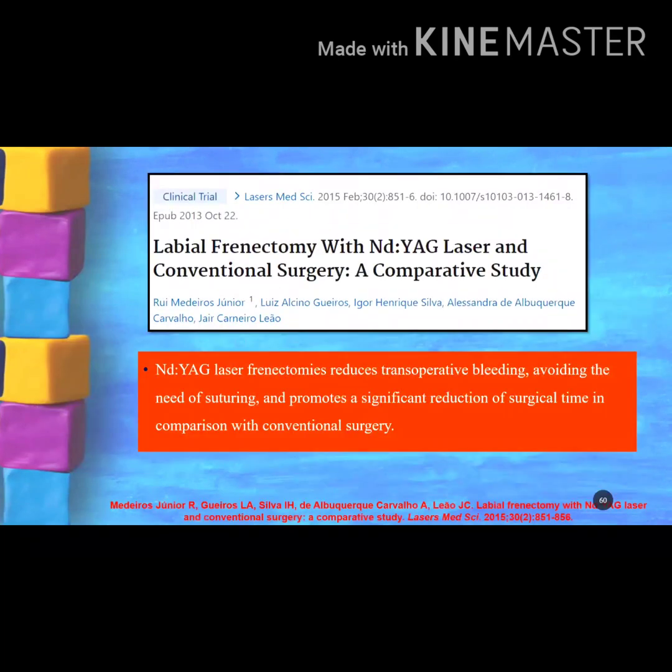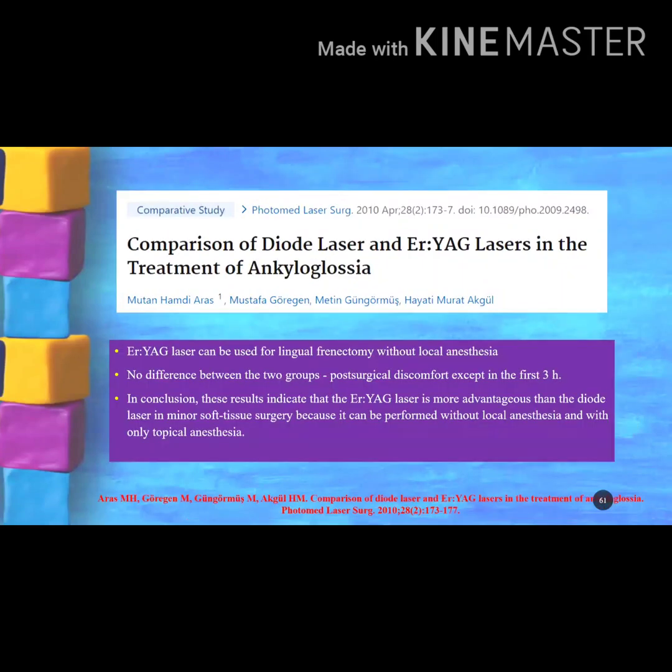Now, one article on labial frenectomy with the Nd:YAG laser and conventional surgery. In that, they found that the Nd:YAG laser frenectomy reduces the transoperative bleeding, avoiding the need for suturing, and promotes a significant reduction in surgical time compared with the conventional surgery.